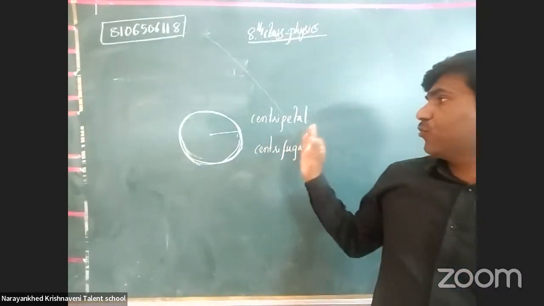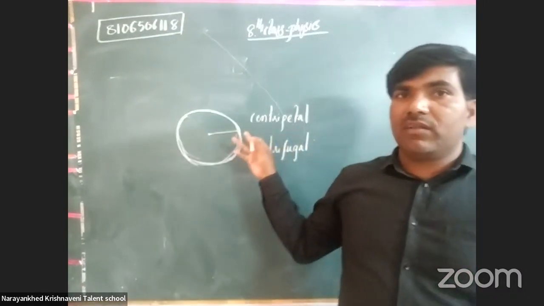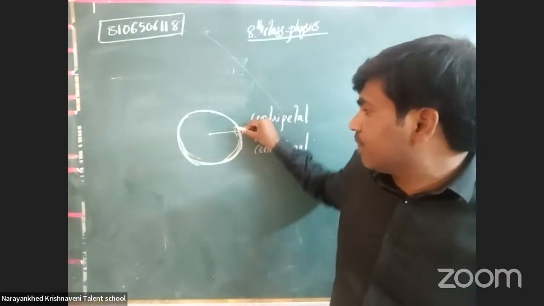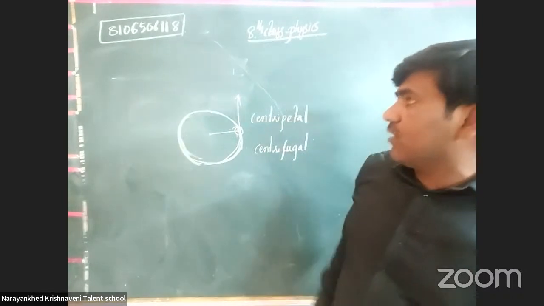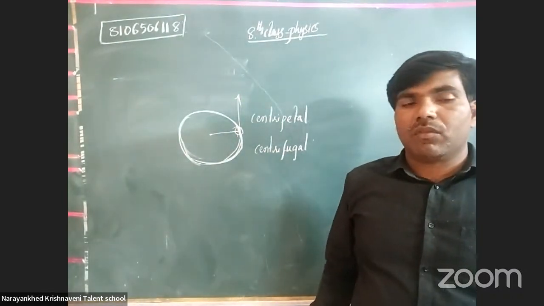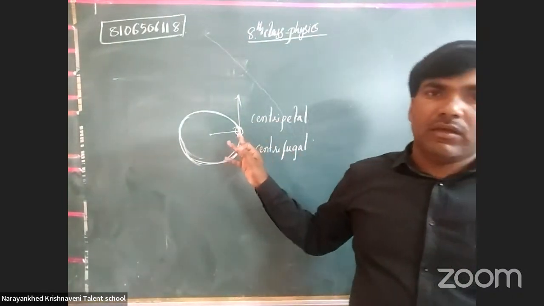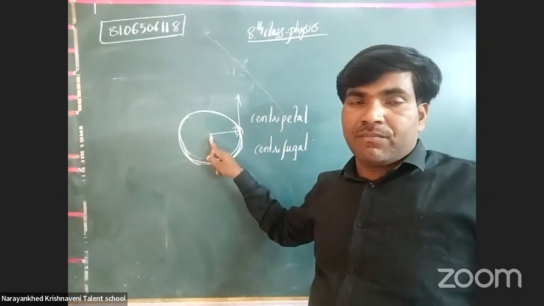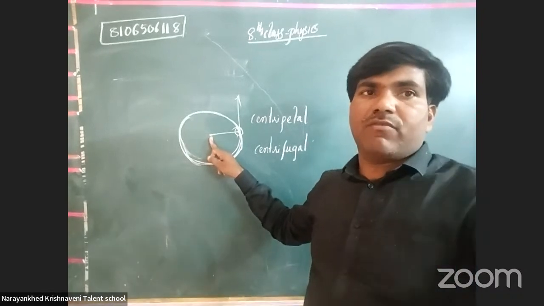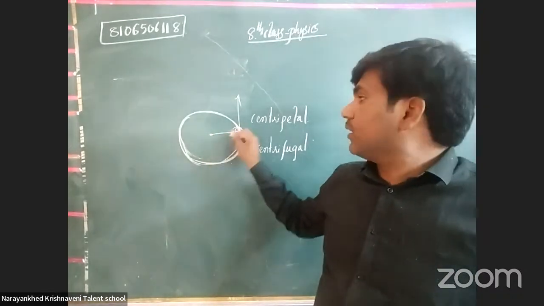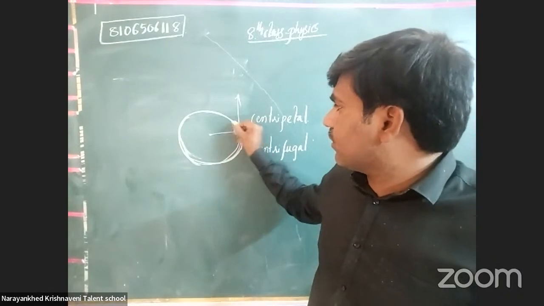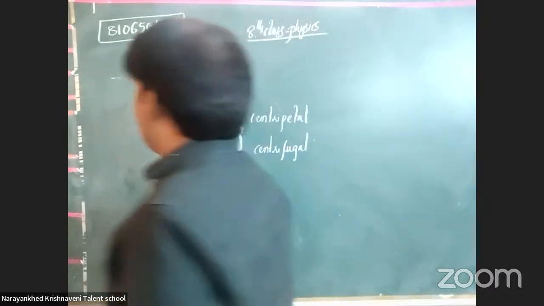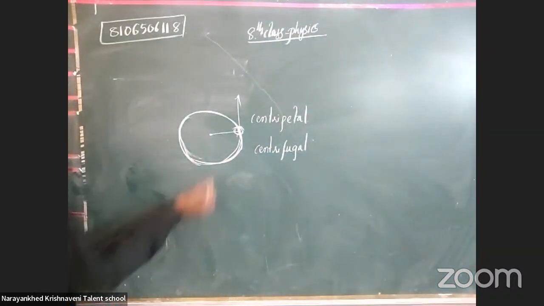The centripetal force is nothing but, when a body is traveling, every time it wants to move in linear motion. But on this body, there is one force acting towards the center. That is called centripetal force. Got it or not? Every time there is a force acting towards the center. That type of force is called centripetal force.